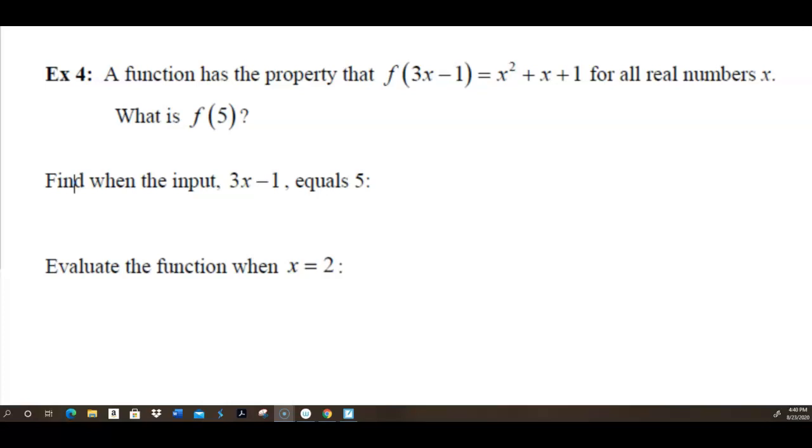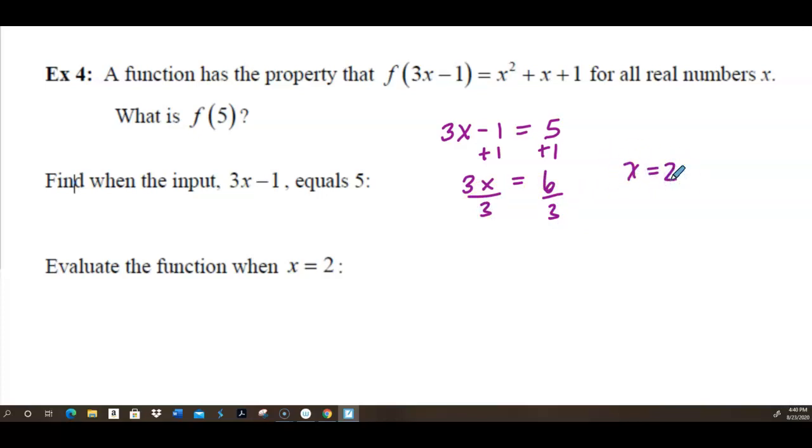Example 4, we are going to take the function f of 3x subtract 1 and find what f of 5 is equal to. The very first thing we want to do is take 3x subtract 1 and put it equal to 5. And we're going to go ahead and figure out what x is equal to.